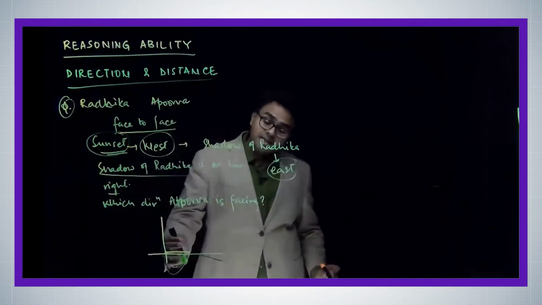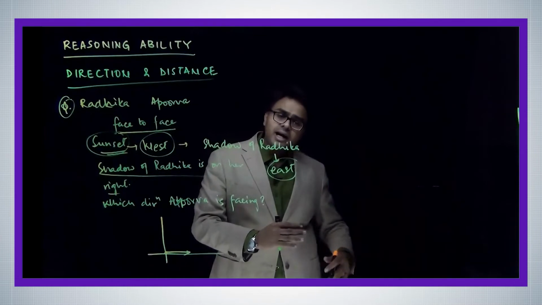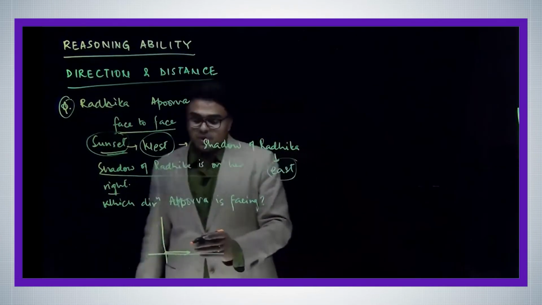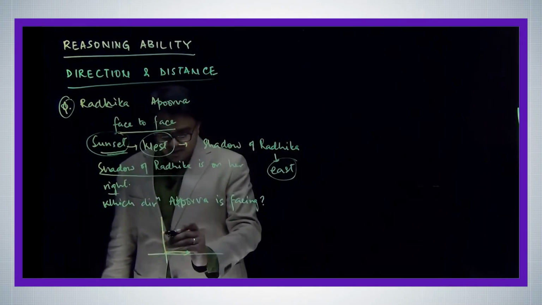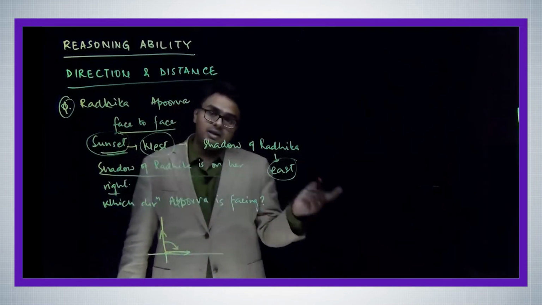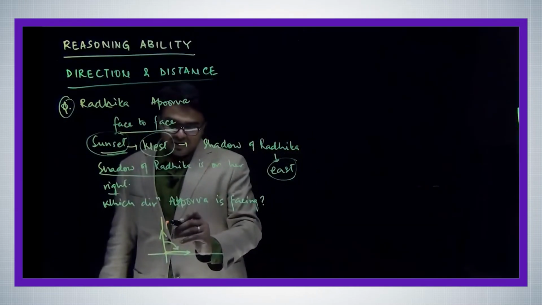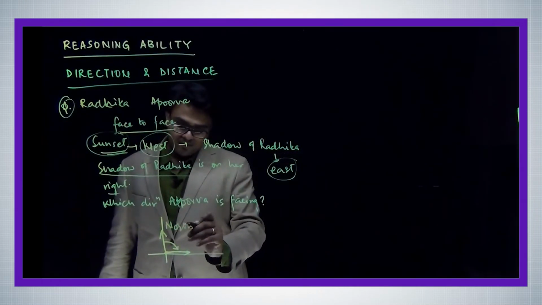And we know that the shadow is on the right side of Radhika, on the right hand side of Radhika. So if Radhika is facing this side, then the shadow is on the right hand side. We all know that the right hand side is the clockwise side. So that means Radhika is naturally facing north.